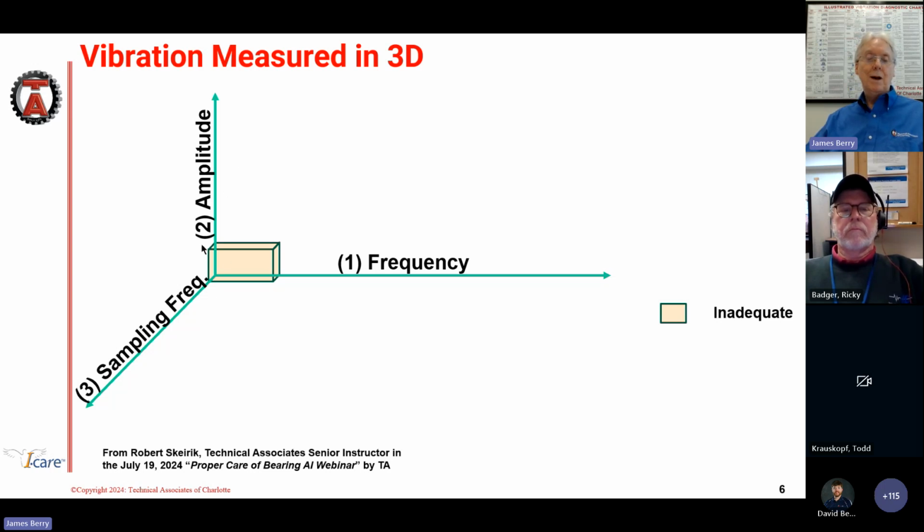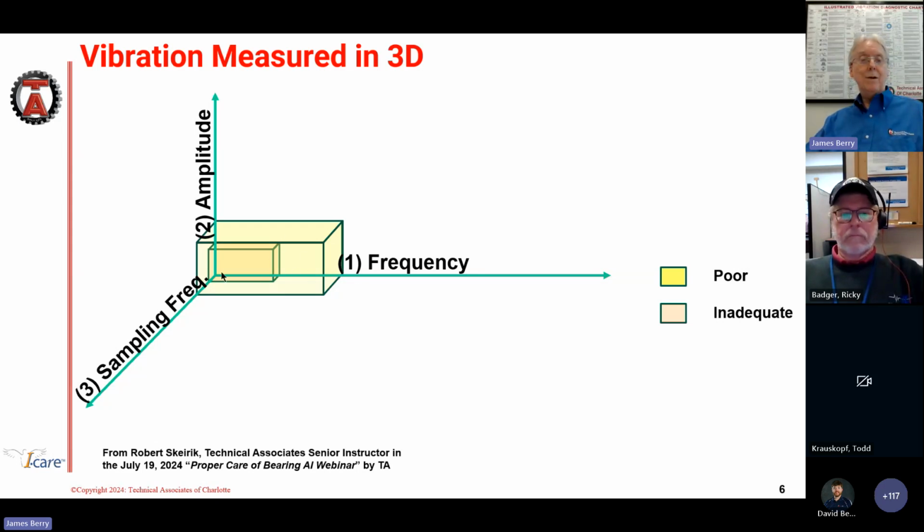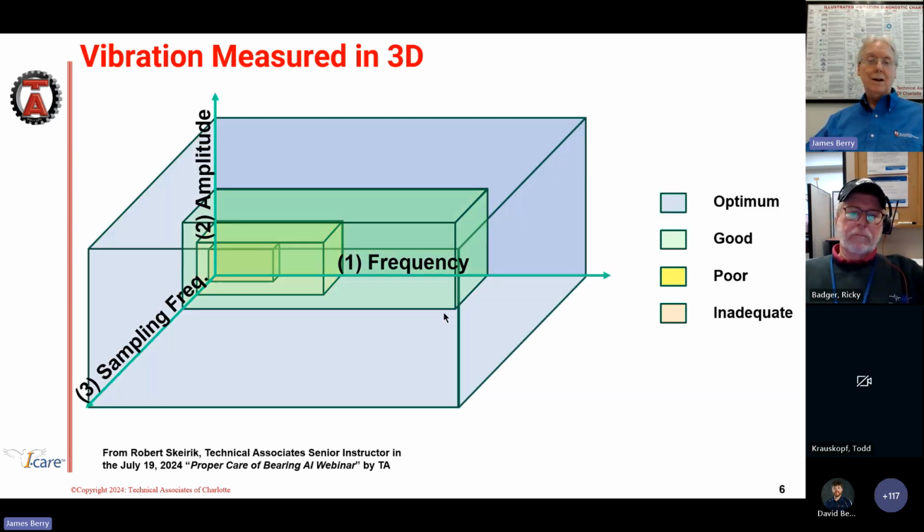All right. So inadequate if you only look at a very low Fmax, maximum frequency from here to there. Now, as we go to a higher frequency, and amplitude for that matter, and for that matter, sampling frequency, come out in this direction. Now you're up to poor. Then you go to good. Then you go to optimum.